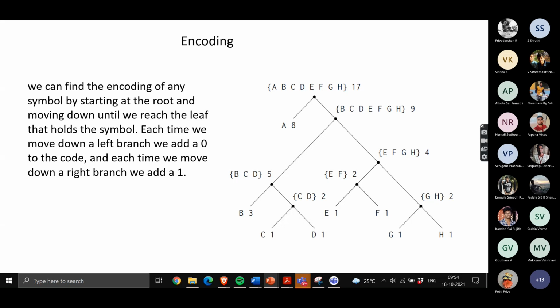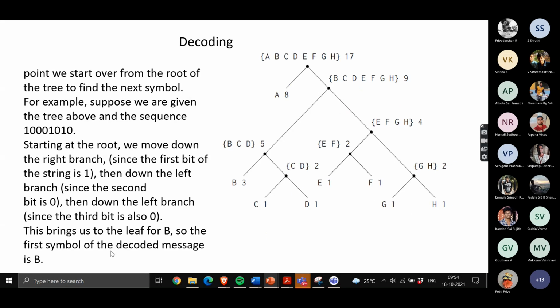Now I would like to know from you how to represent F according to this tree. Anyone of you? Start from the root node, right side, left, right. So what is the encoding bit pattern? 1101. 1101, that's all. So this is the encoding process.